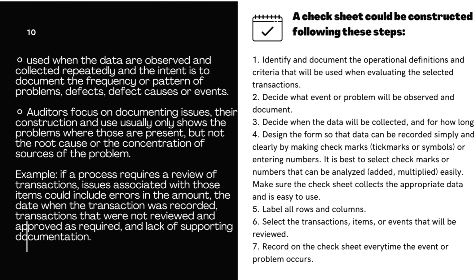First is to identify and document operational definitions. Second, decide what event or problem will be observed. Third, decide when the data will be collected. Fourth, design the form so that the data can be recorded simply and clearly by making check marks. Fifth, label rows and columns. Six, select the transactions, items, or events. Seven, record on the cheat sheet every time the event or problem occurs.